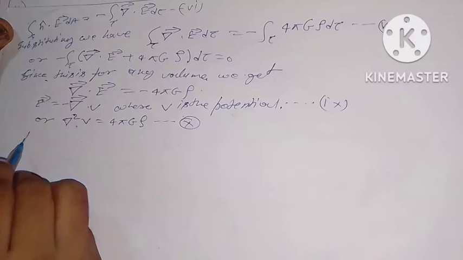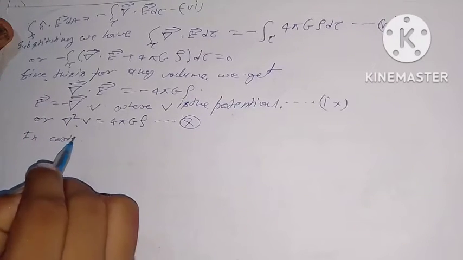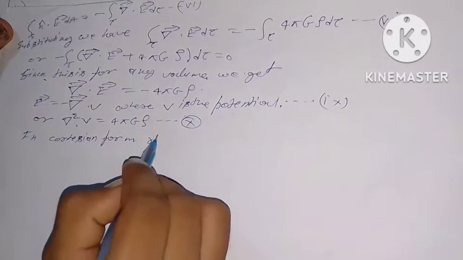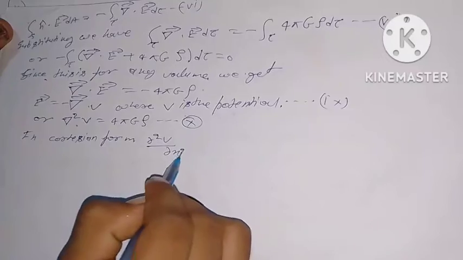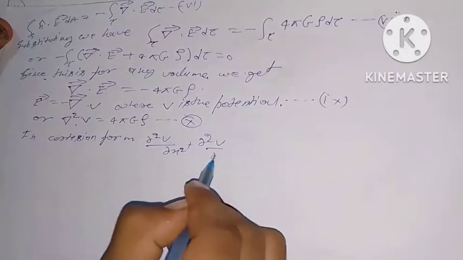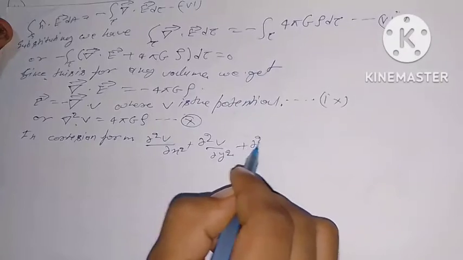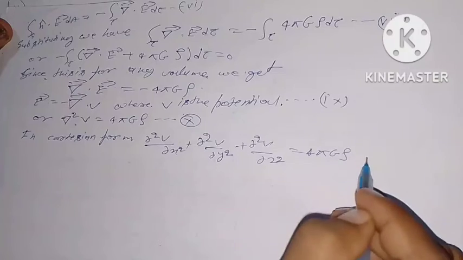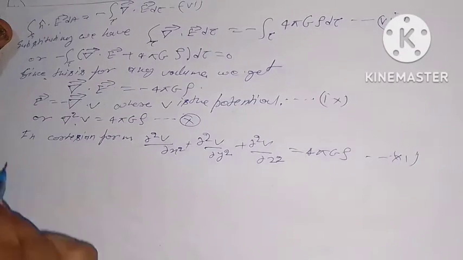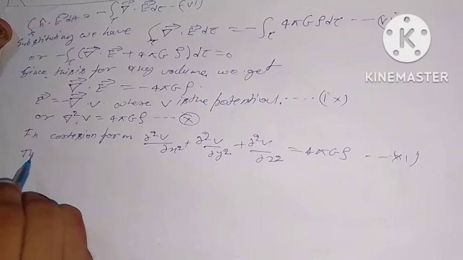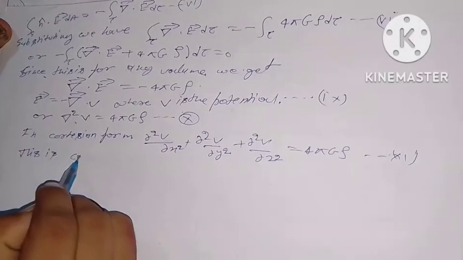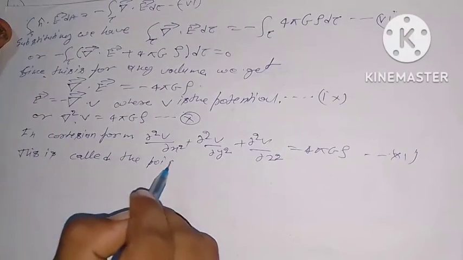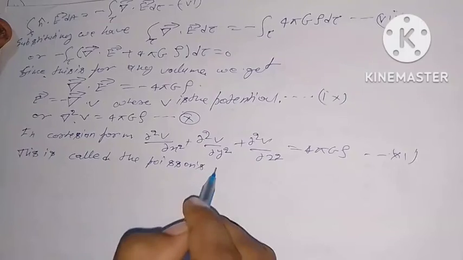In Cartesian form, del square V upon del x square plus del square V upon del y square plus del square V upon del z square equal to 4 pi G rho. So this is equation number 11. This is called Poisson's equation.